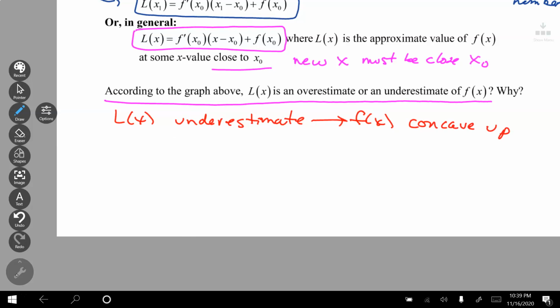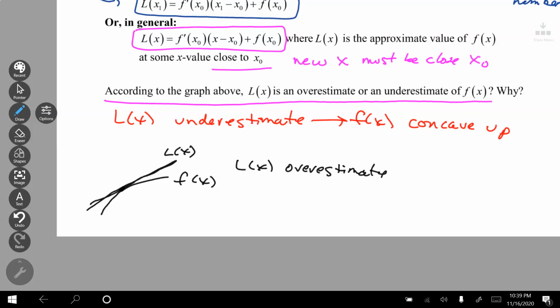And conversely, if I had a graph that was concave down, my linearization would always be above the curve. So in this case, L of x is an overestimate, because any point I'm trying to find on this curve, the linearization point would be above it, because the function is concave down.